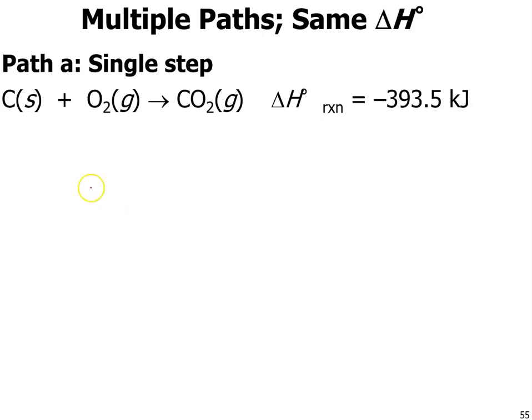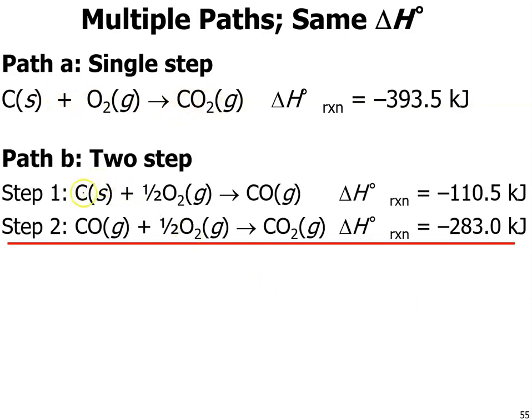Here's a single step pathway where we have solid carbon, and we're going to react it with oxygen gas. That's going to react to form carbon dioxide, and it's going to release almost 400 kilojoules of energy. So that's one step. We can go from just these two, we add them together, we get this compound. Now I'm going to do two steps. If I have a two-step pathway, for example, maybe we just take carbon. It's going to react with a half a mole of oxygen to form carbon monoxide, and we're going to release about 110 kilojoules of energy.